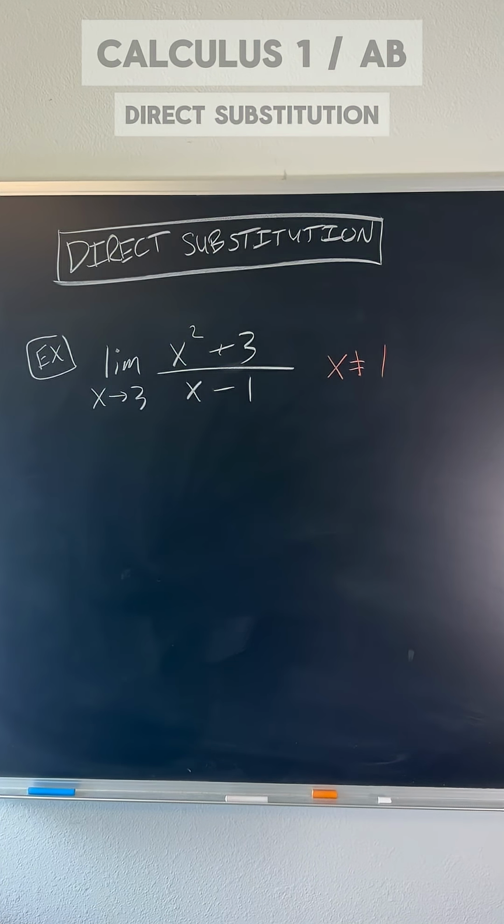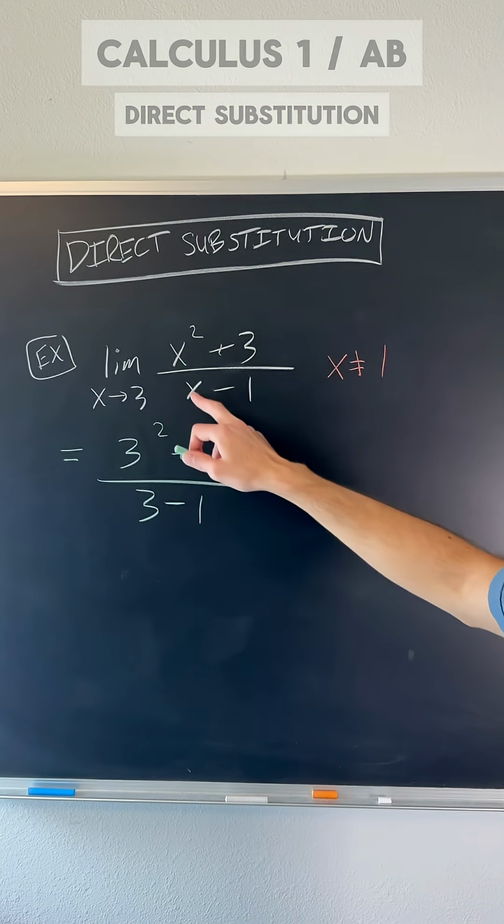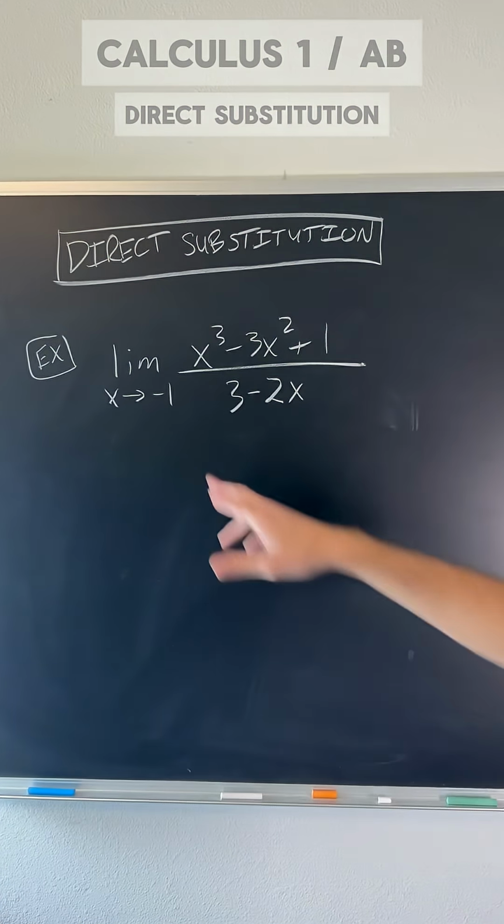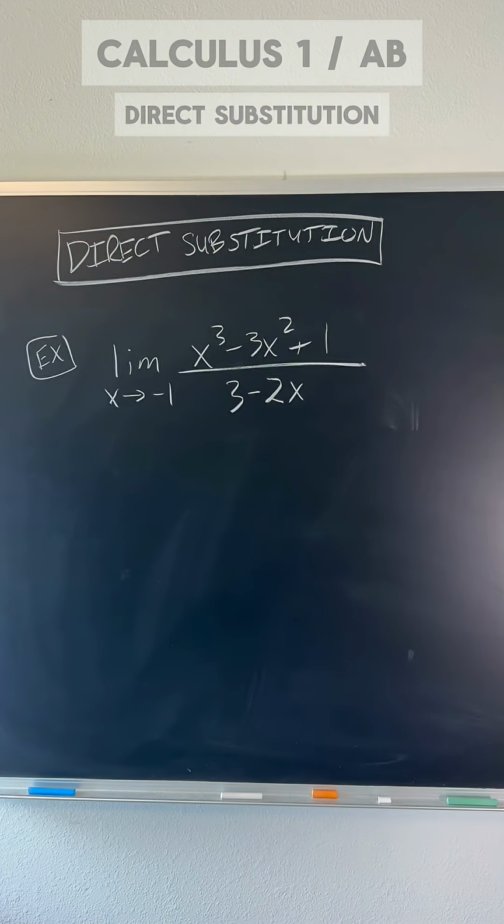So let's go ahead and do direct substitution. We plug in 3 for every x, and then we simplify, and we end up with our final answer of 6. In this next example, we're also finding the limit of a rational function, so we follow the same process.